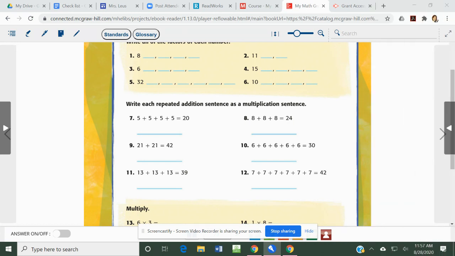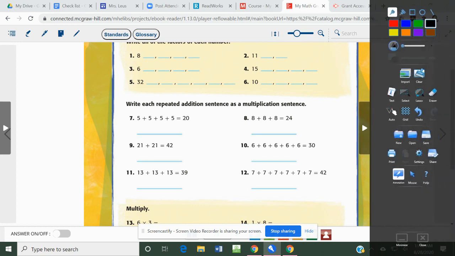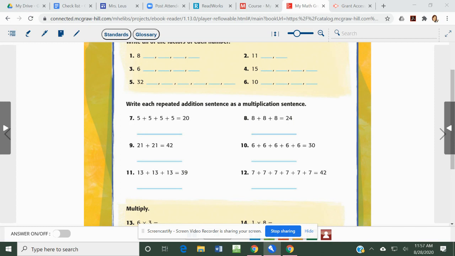Okay, so now we're on part 2. Write each repeated addition sentence as a multiplication sentence. So how would we do that? So we're changing it from addition to multiplication. Those are two different operations. I know that 5 plus 5 plus 5 plus 5 is 20, but let's change that to a multiplication equation.